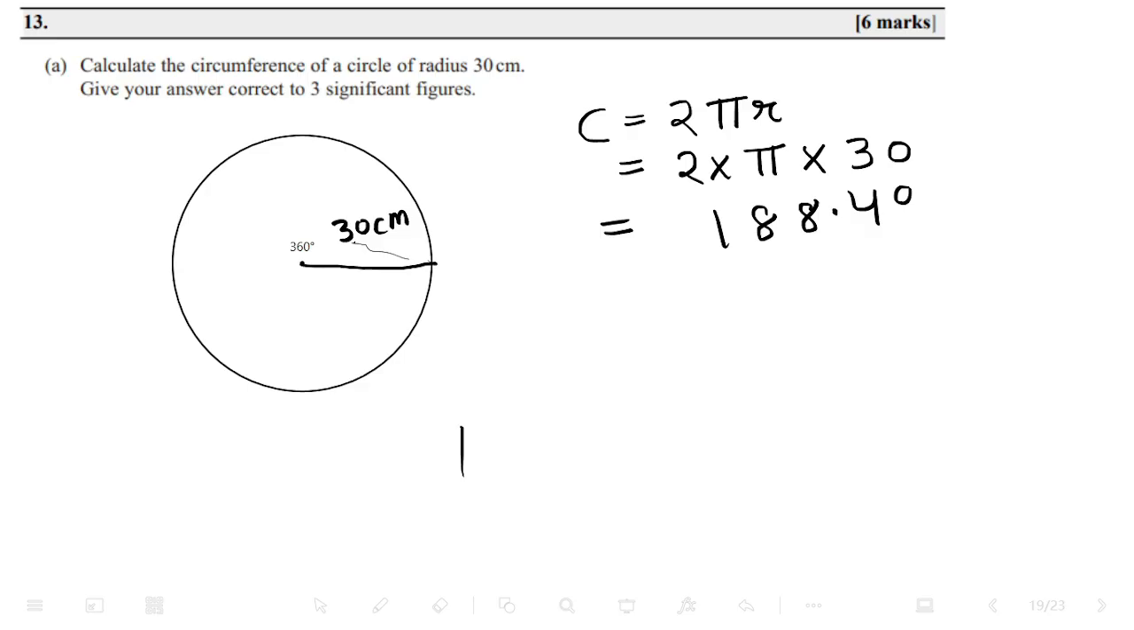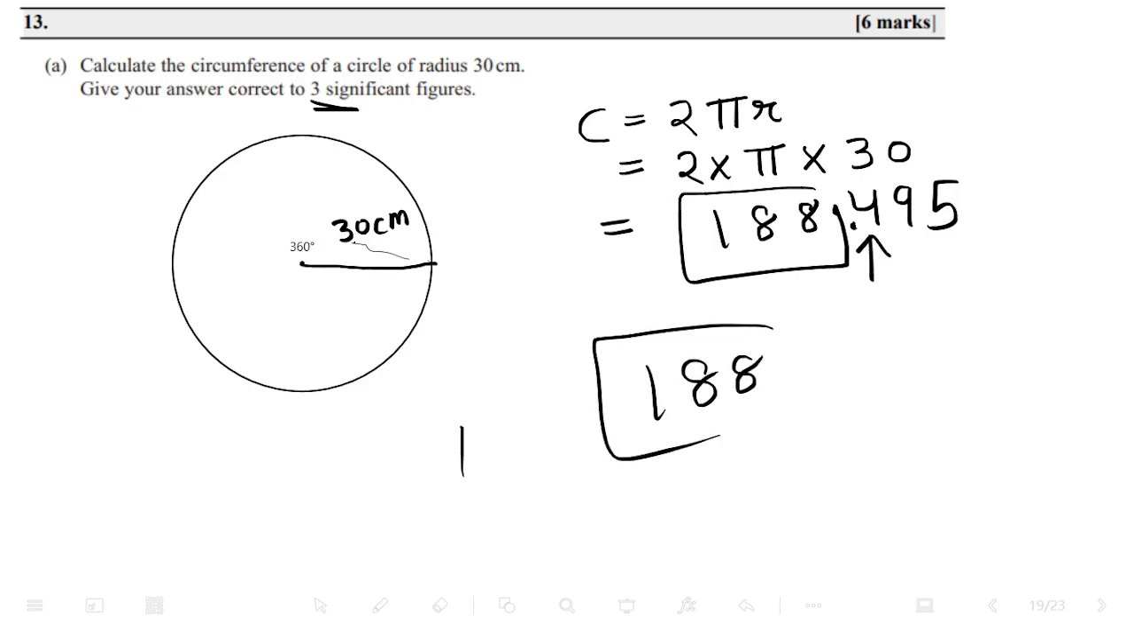188.495. Now see what is exactly happening. They are asking for three significant figures only, and this digit is 4, so there is no need to add plus 1. So the answer is 188. Did you get this point? Yes. Okay, great.